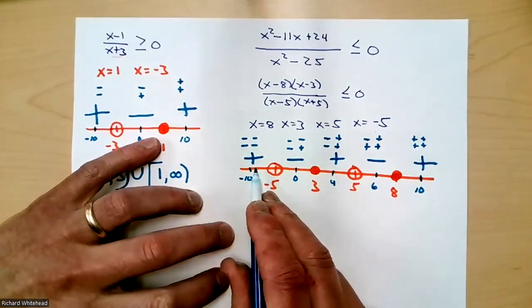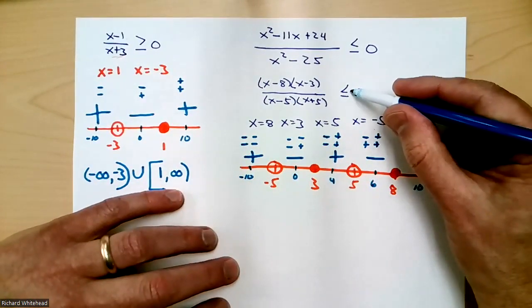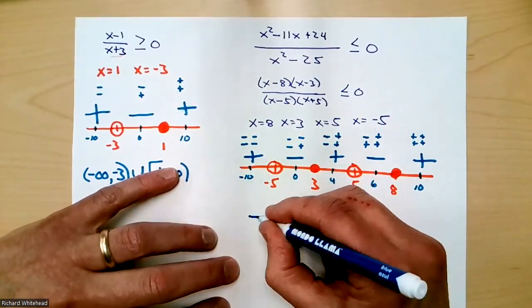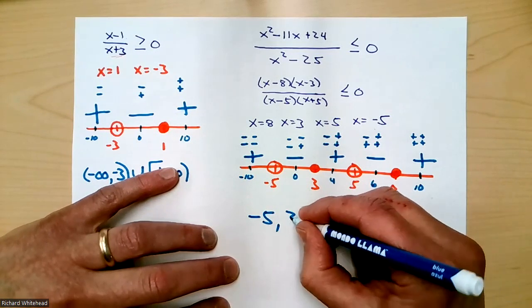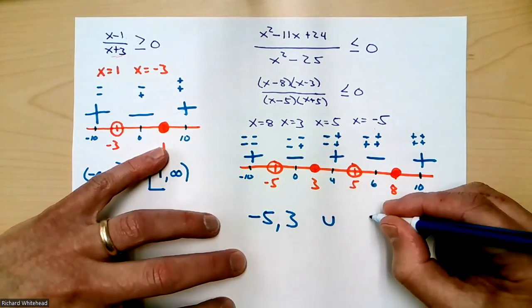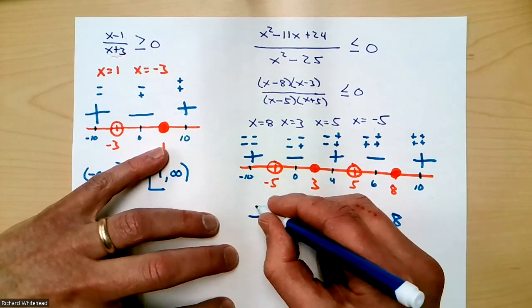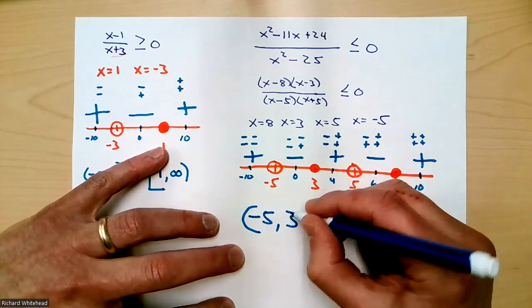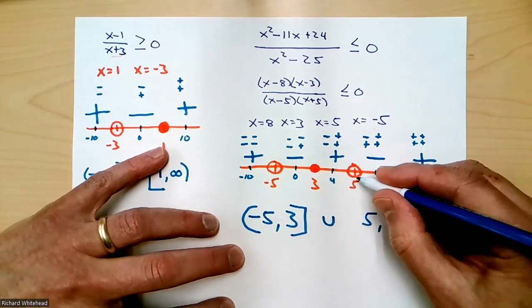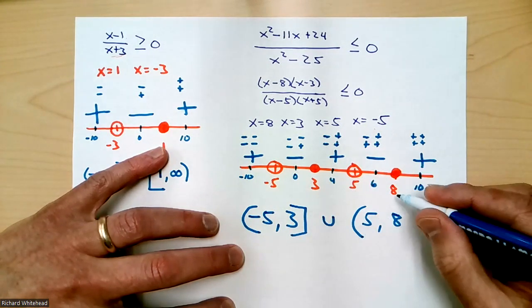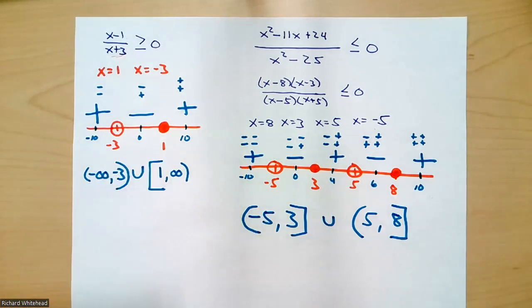So which answers do we want this time? We want the less than, we want the negatives. So -5 to 3 union 5 to 8. -5 is an open circle, so parentheses. 3 is a closed circle. 5 is an open parentheses. 8 is a closed circle, like that. So a little bit funkier.